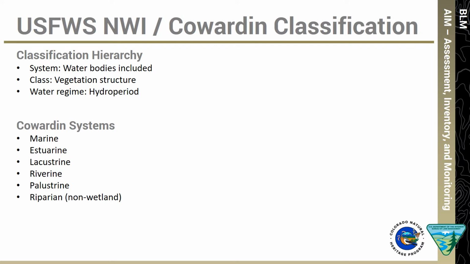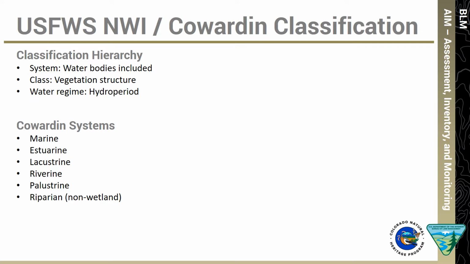There are 5 systems in the main Cowardin classification: marine, estuarine, lacustrine, riverine, and palustrine. In addition, a supplement to the classification added riparian for drier sites. But here is a catch.